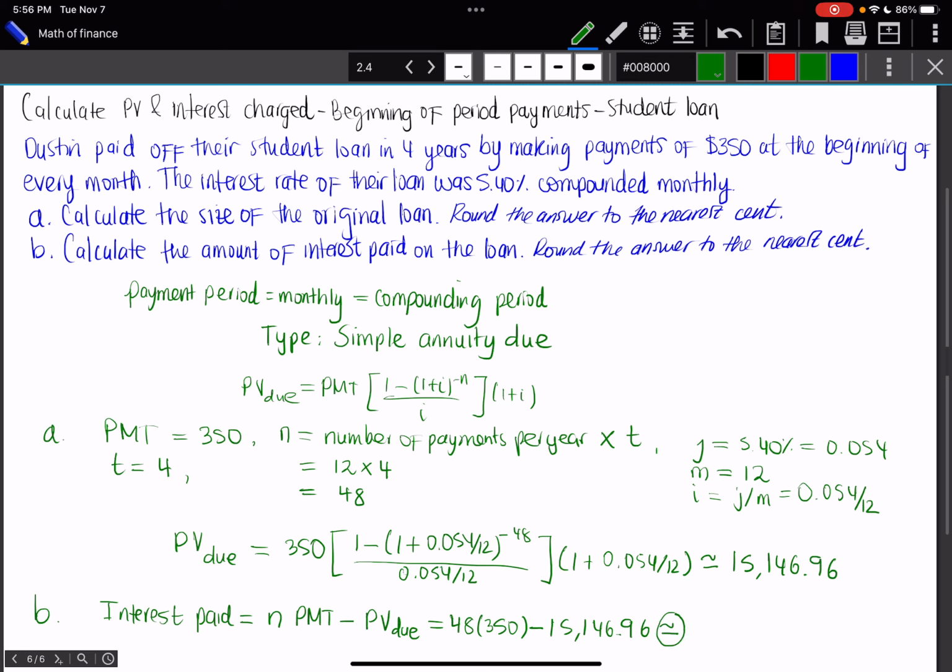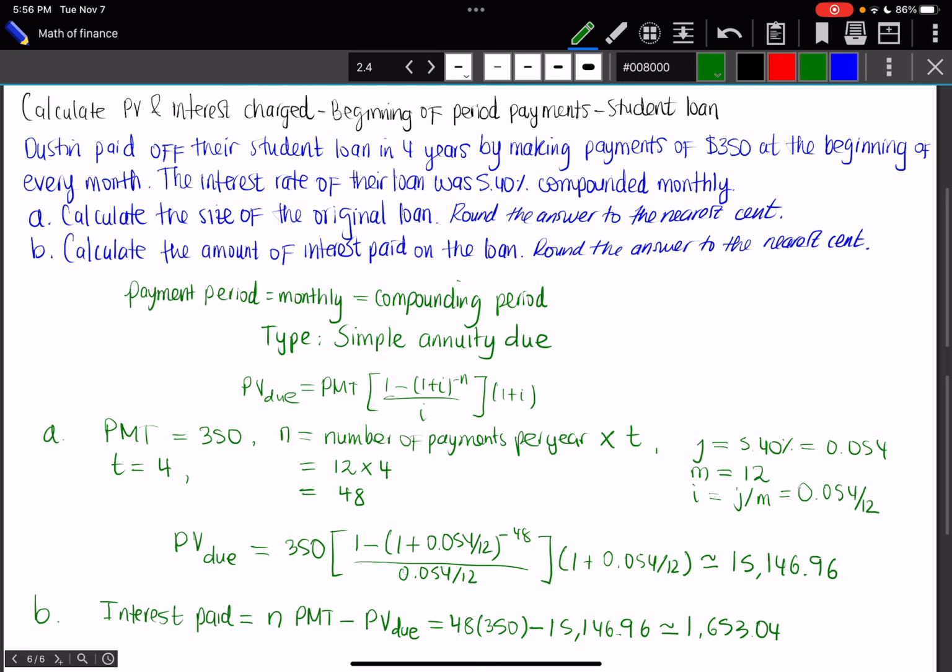This means approximately equal to 1,653.04. So therefore, the amount of interest was about $1,653.04. All right. Okay, so that's it for this problem.